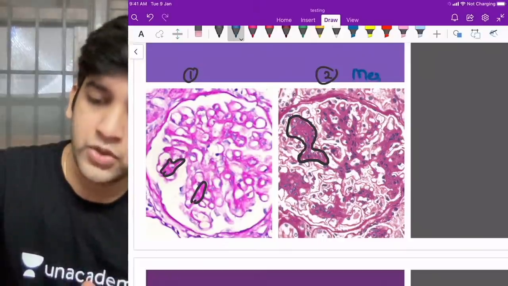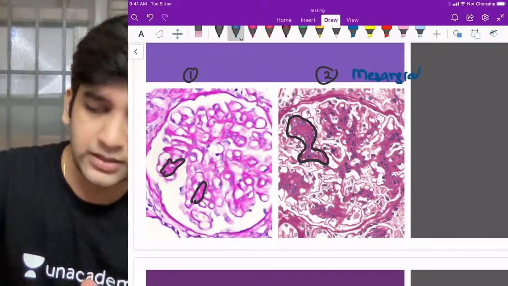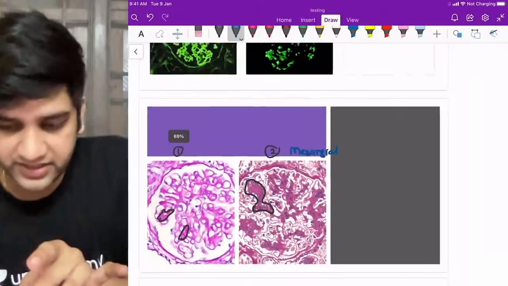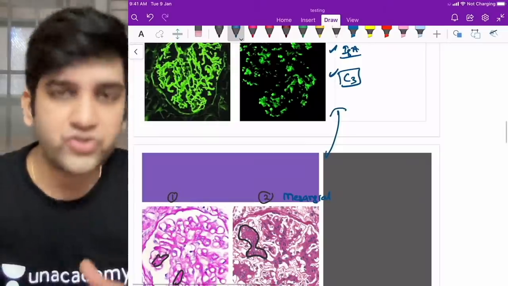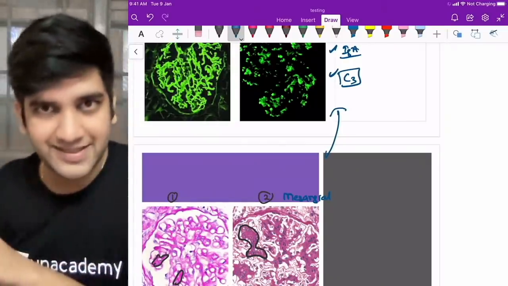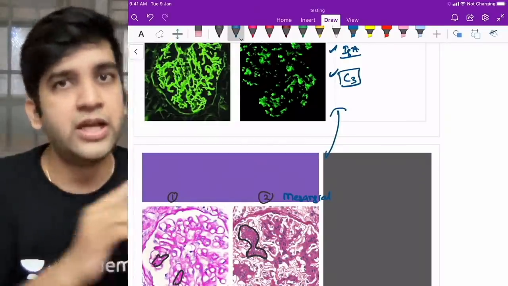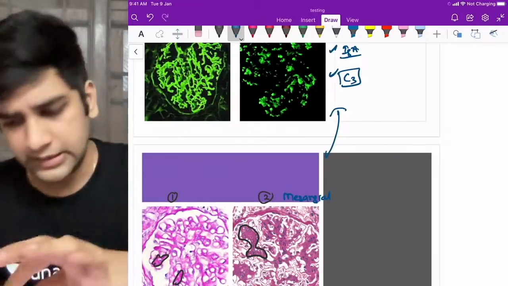Fine. So when I have mesangial pattern, again the comparison will be like this. This mesangial pattern with this immunofluorescence, I'm going to say IgA nephropathy. Same mesangial pattern plus immunofluorescence for C3, I'm going to say MPGN. That's all. Fine. This mesangial expansion.